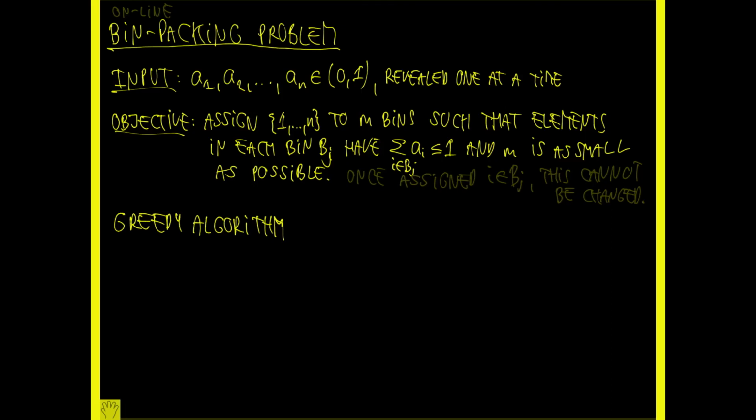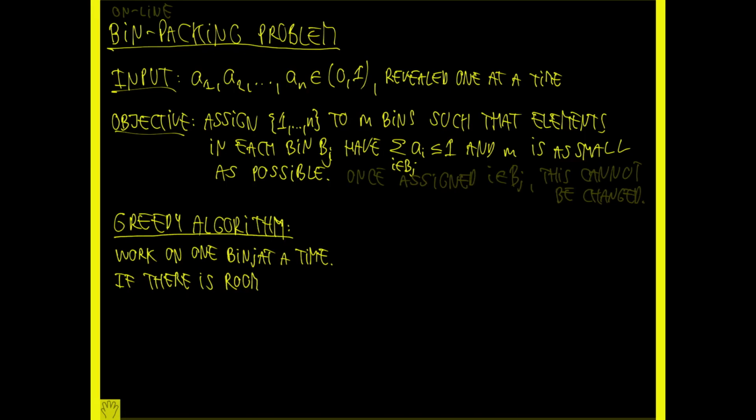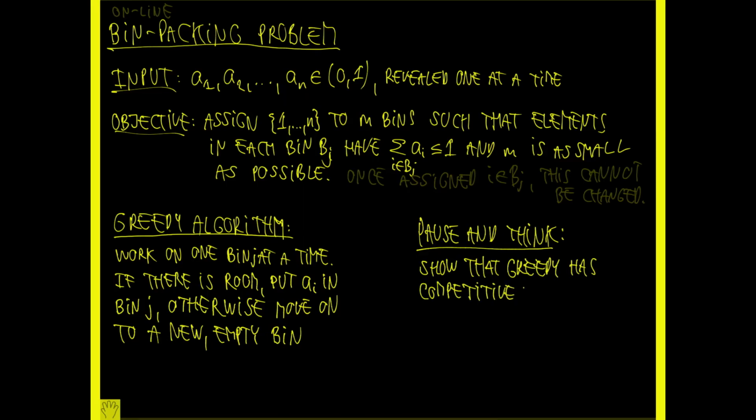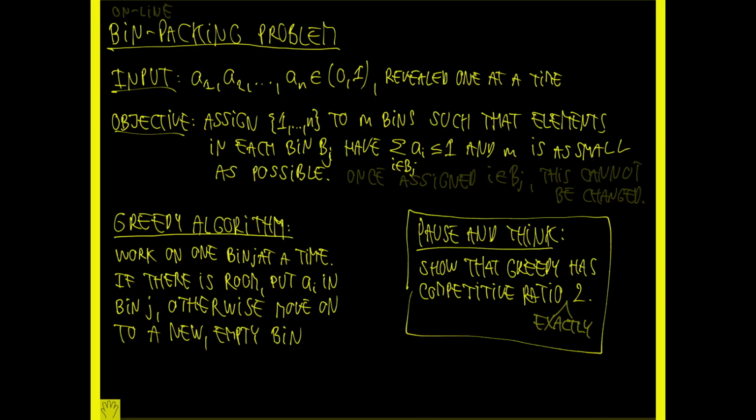An obvious approach is the greedy one. So the greedy algorithm always works on one bin at a time. And if there is room in the bin for the next item, we simply put the item number i in there. Otherwise, we seal off that bin and move on to a new empty bin. Now, I want you to pause and think. So I claim that the greedy algorithm has a competitive ratio of 2. And in fact, exactly 2. So this is both an upper and a lower bound.